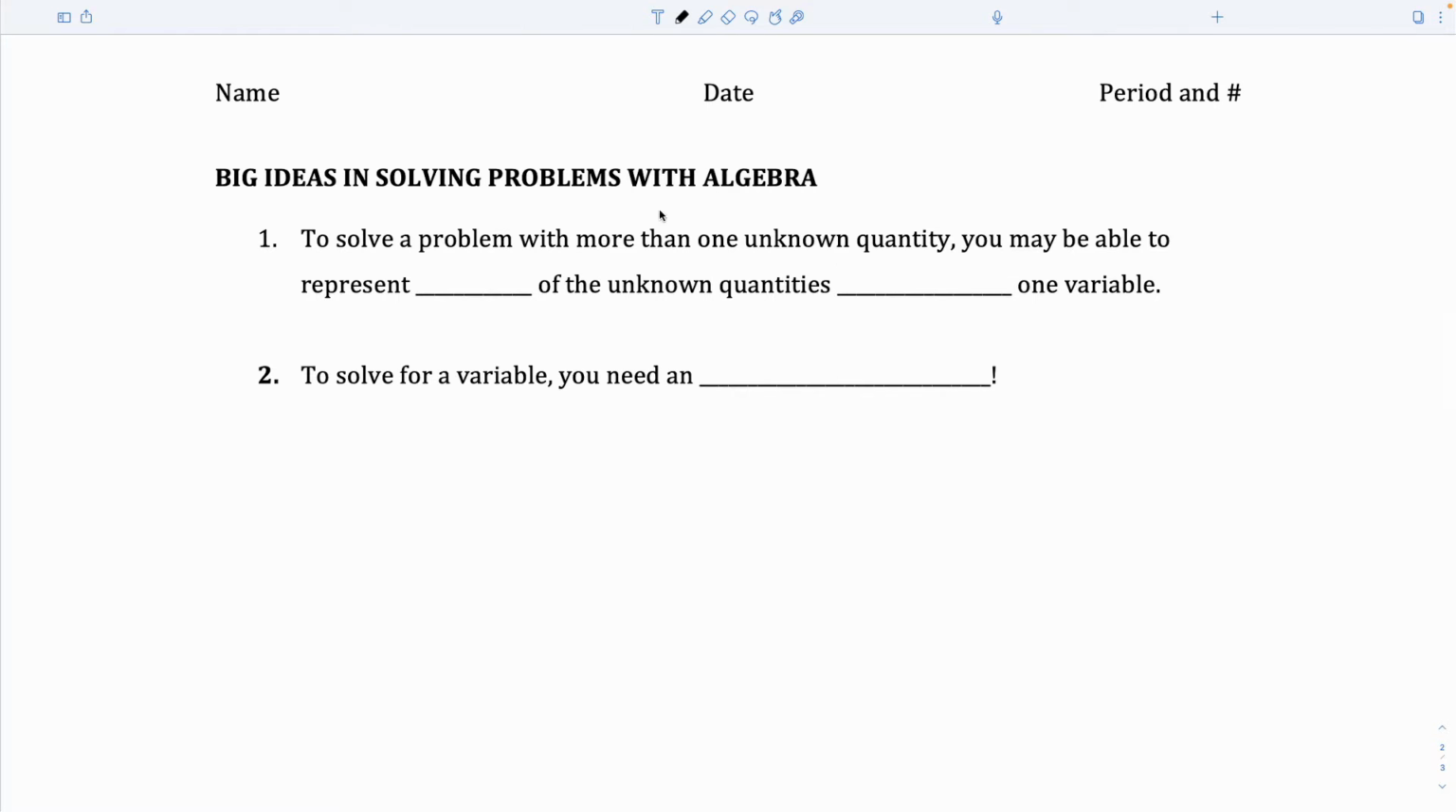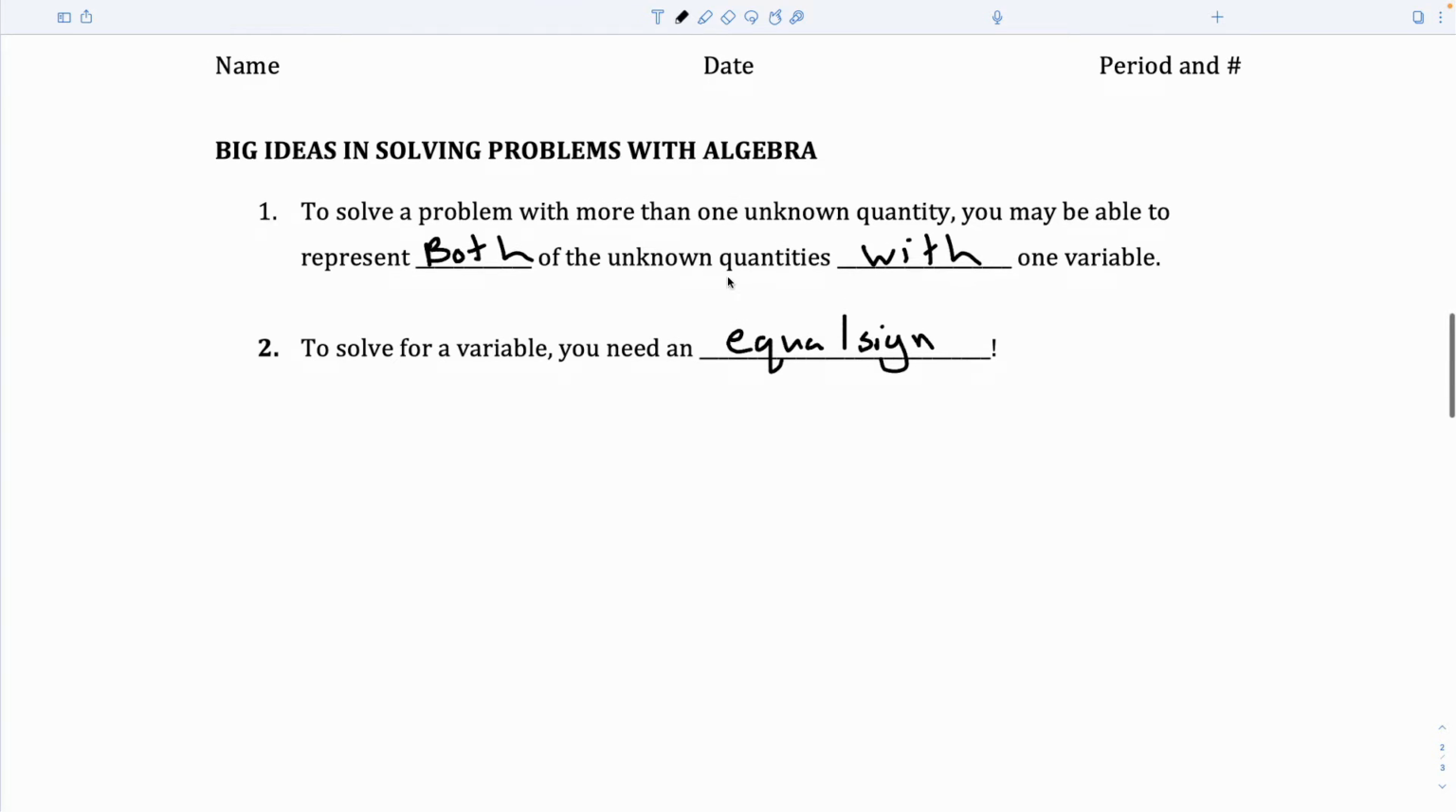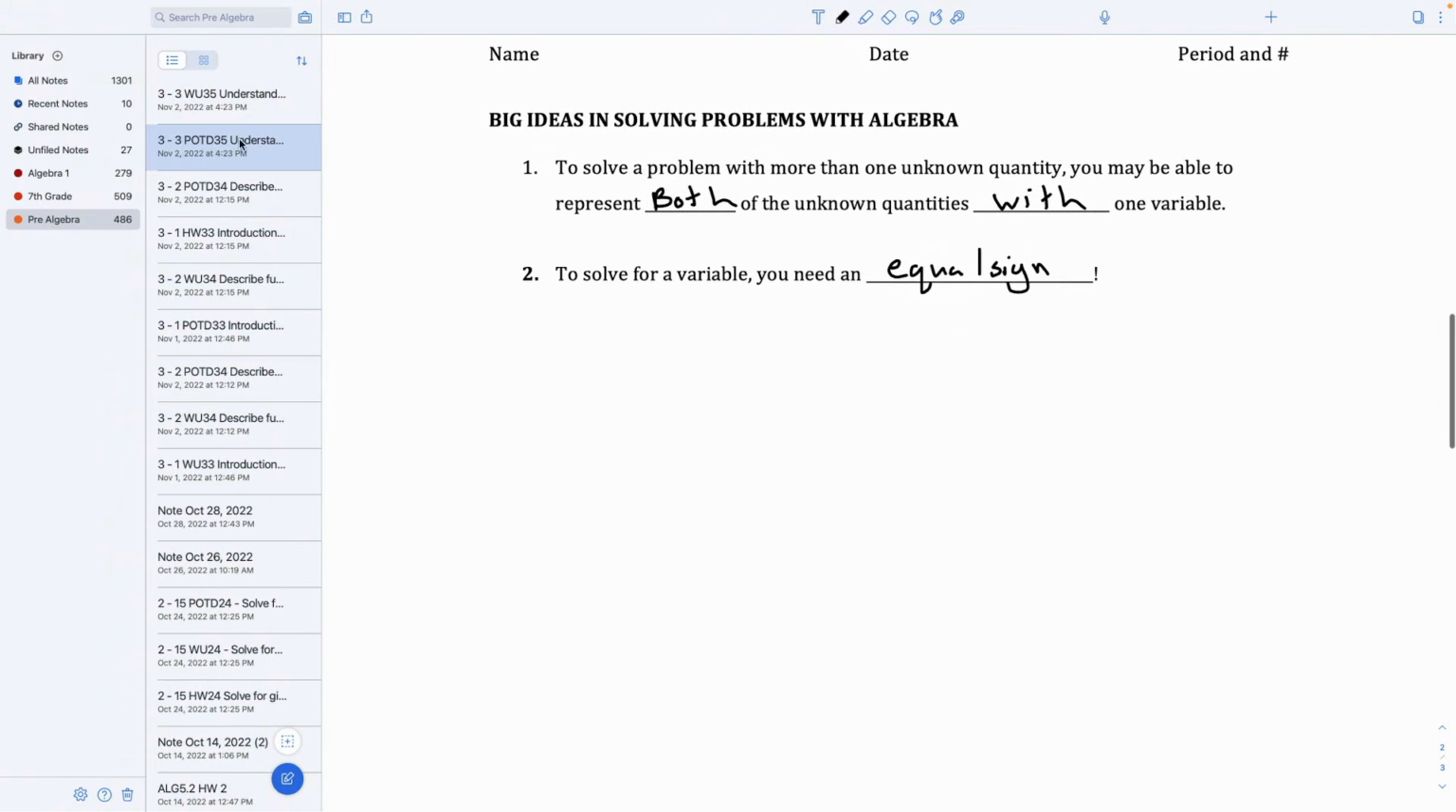To solve a problem with more than one unknown quantity, you may be able to represent both of the unknown quantities with only one variable. To solve for a variable, you need the equal sign. And that's what we did. All right, next page, please.